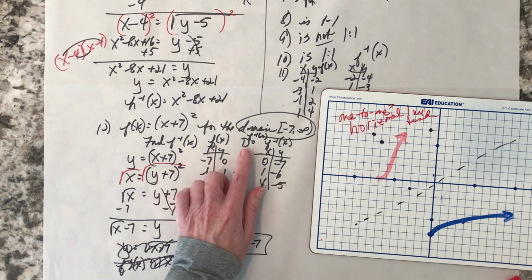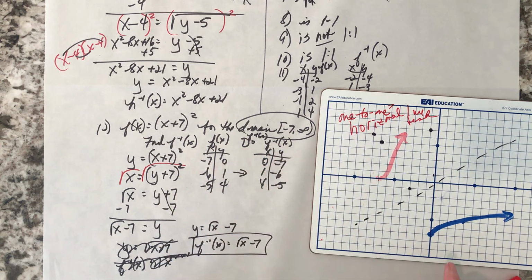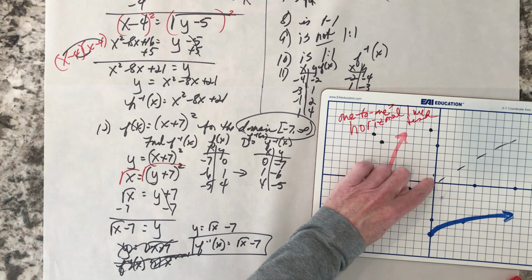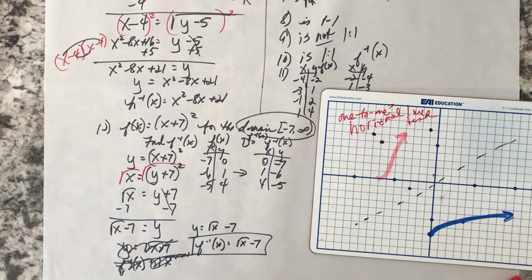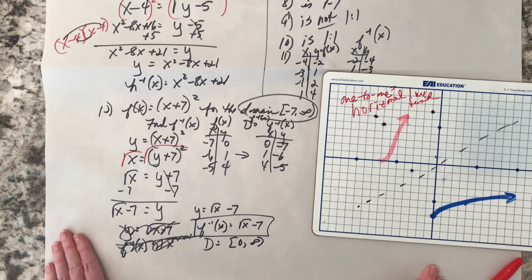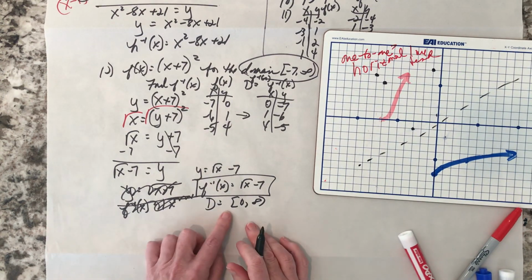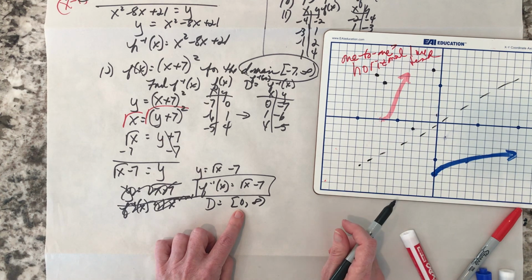Let's see, they're asking us for the domain of this guy. So let's look at the domain. Remember, the domain is what is happening on the x-axis. So the x-axis, just looking at the blue, it doesn't use it till right here, 0 to infinity. So the domain for this guy is 0 to infinity. Are you getting that? I hope so. If not, I apologize. I think it was good. So the domain here is 0 to infinity.